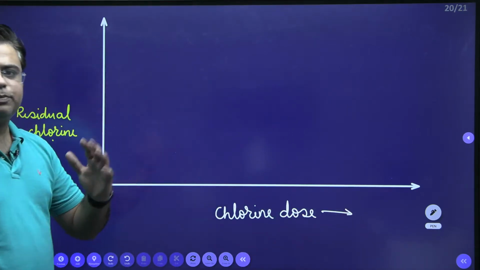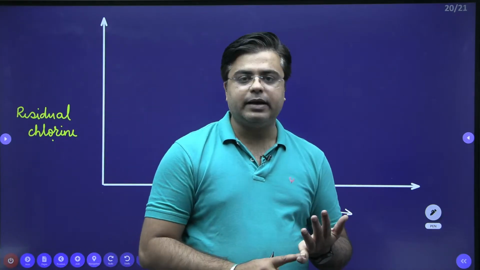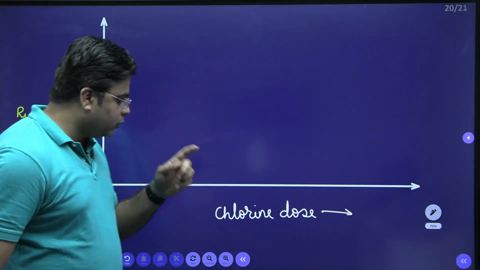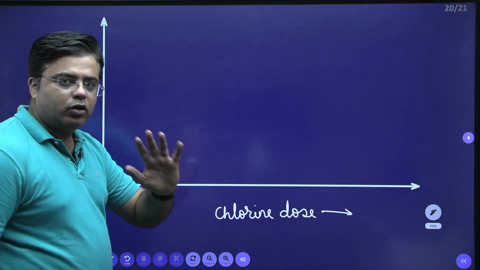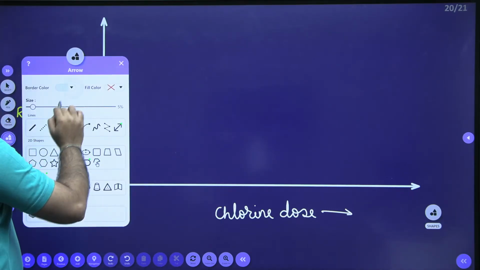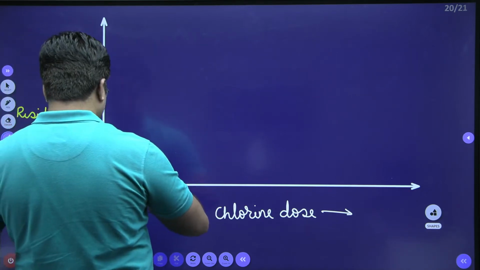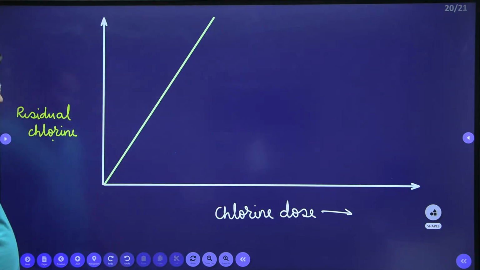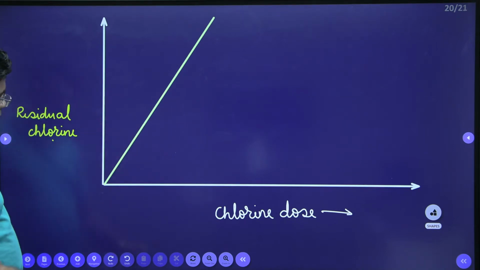If nothing is present in your water sample, neither inorganic compounds, nor organic compounds, nor microorganisms, then whatever chlorine dose you apply, all of that will be converted into residual chlorine. No chlorine dose will be used. So in that case, the plot will be like this. This is the kind of plot that you will get, right? Whatever chlorine dose you are applying, that chlorine dose is directly converting into residual chlorine.